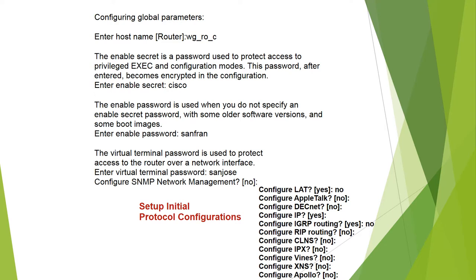The virtual terminal password is used to protect access to the router over a network interface. Enter virtual terminal password: San Jose. Configure SNMP network management? No. Setup initial protocol configuration: configure LAT? No. Configure AppleTalk? No. Configure DECnet? No. Configure IP? Yes. Configure IGRP routing? Yes. Configure RIP routing? No. Configure CLNS? No. Configure IPX? No. Configure WAN? No. Configure XNS? No. Configure Vines? No.